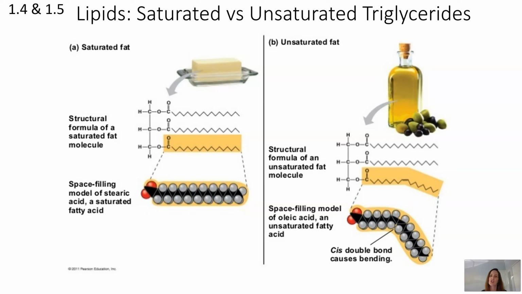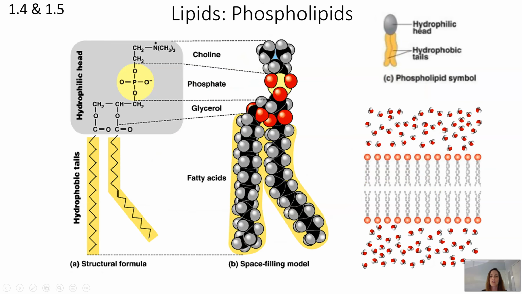This changes the shape of the molecule, it kind of creates a kink, which means that those molecules as a whole can't get as close together. And so what that means is it's going to stay liquid even at relatively cool temperatures. So like at room temperature, oil, which is unsaturated, will stay liquid, whereas butter, which is saturated, will be a solid. So let's look now at a different kind of lipid, which is a phospholipid.